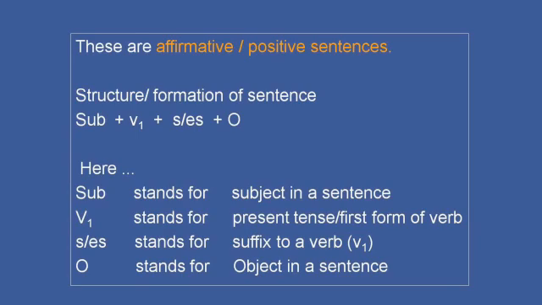V1 stands for present tense or the first form of verb, or we can say the original form of verb. S or es stands for suffix to a verb. Here, suffix to first form of verb. O stands for object in a sentence.